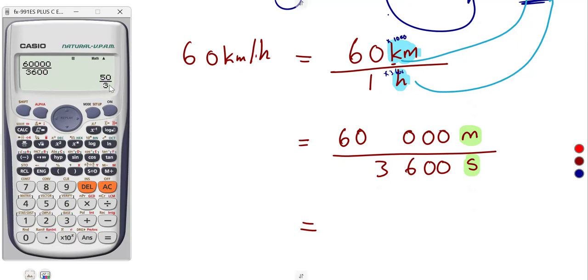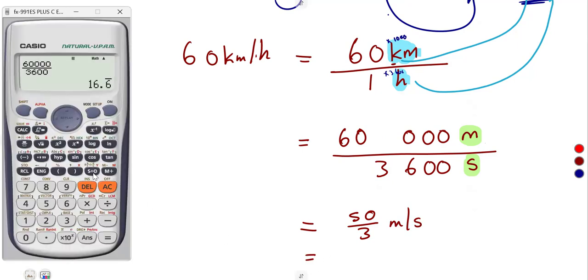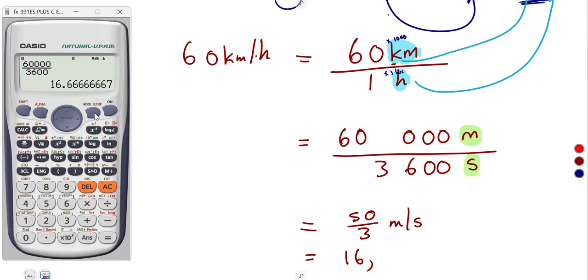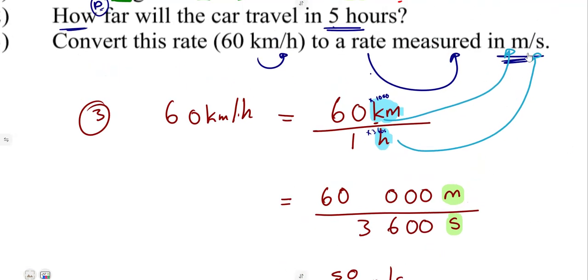3,600 is 50 over 3. So you can write 50 over 3 meters per second, which can also be written as a decimal. That's 16.666 and so on, which is going to be 16.67 to 2 decimal places. You can even round off: shift, set up, fix number 6, then press 2. So that will be 0.67 meters per second. It is now in meters per second.